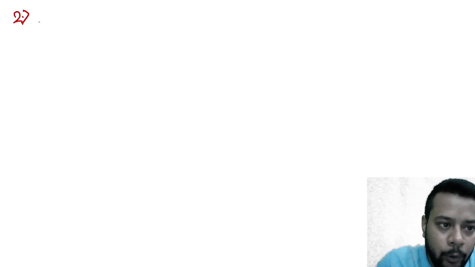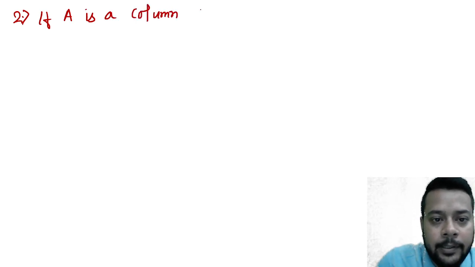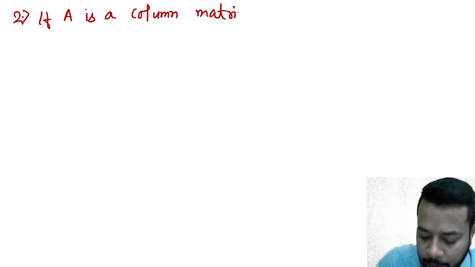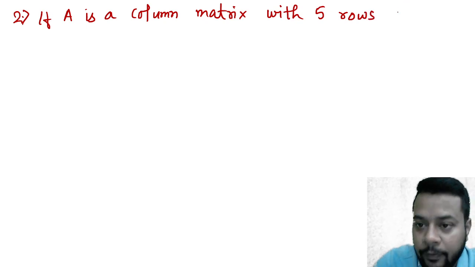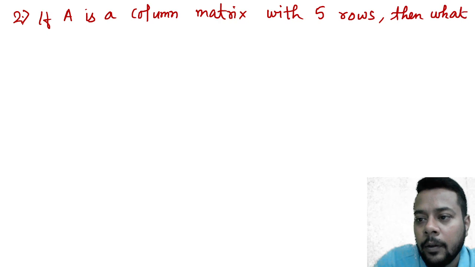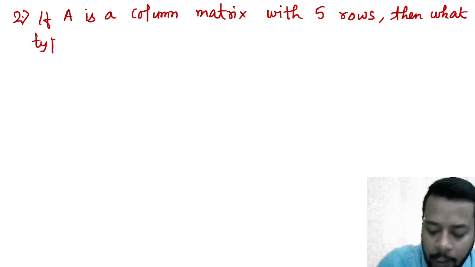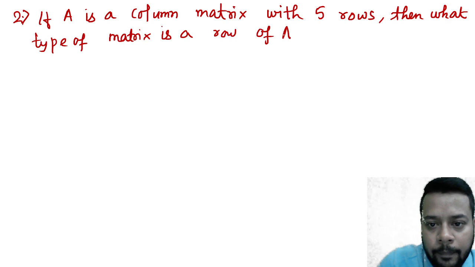In number 2 they have told you if A is a column matrix with 5 rows, then what type of matrix is a row of A?